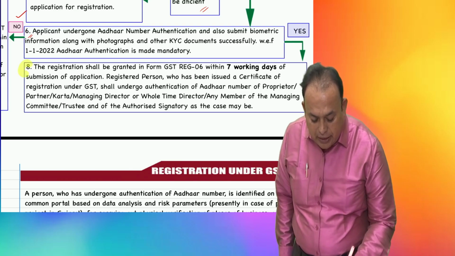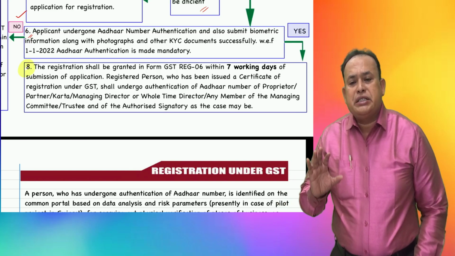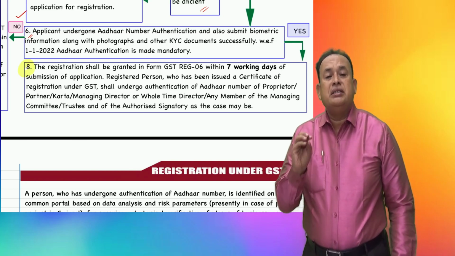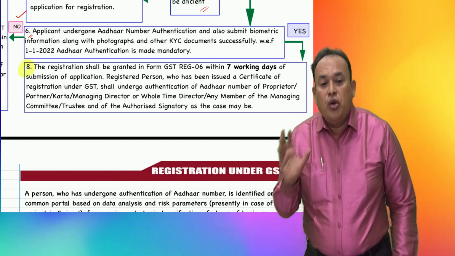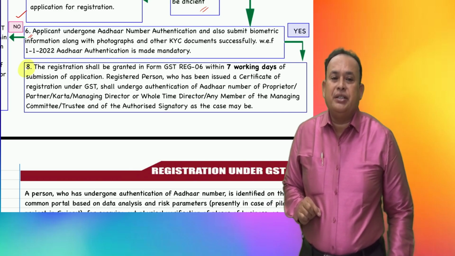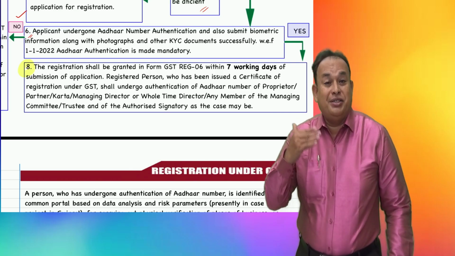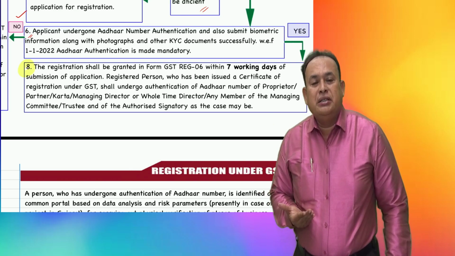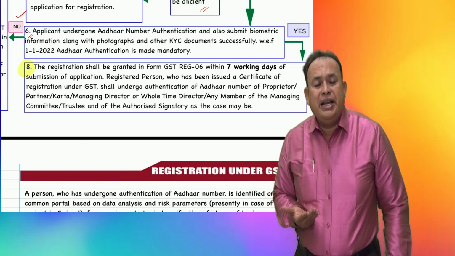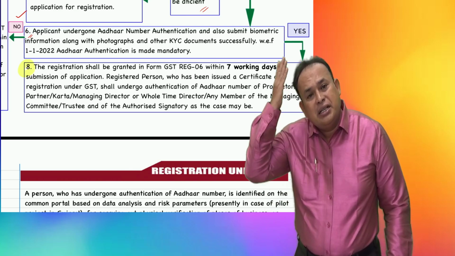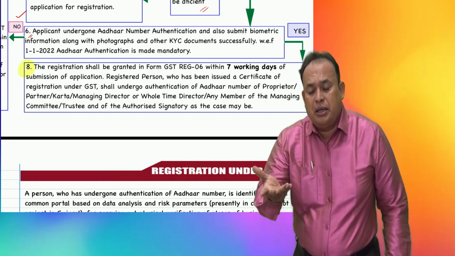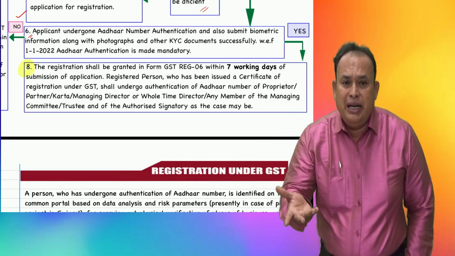Step 8 I am referring to now. The registration shall be granted in the form GST REG06, the certificate of registration, within 7 working days of submission of the application. What do you mean by this? Sir, I submitted with the PAN number and I have authenticated my mobile as well as the ID I gave to the Department of Income Tax, and the same is here also, sir. No separate mobile number and email ID are given under GST.